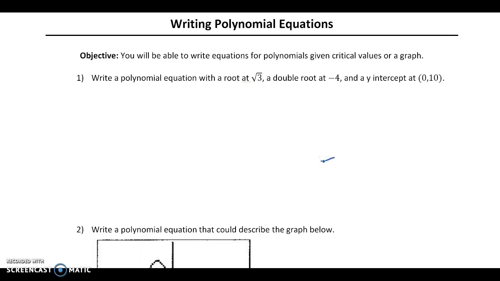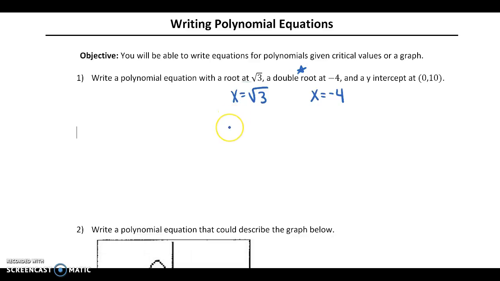So we're going to start by writing a polynomial equation with a root, or an x-intercept, or a 0, whatever you want to call it, at the square root of 3 and -4, and then you have a y-intercept. When we say a root, that means my x is root 3 and my x is also -4. But keep in mind that this is a double root. We'll get to that in a second.